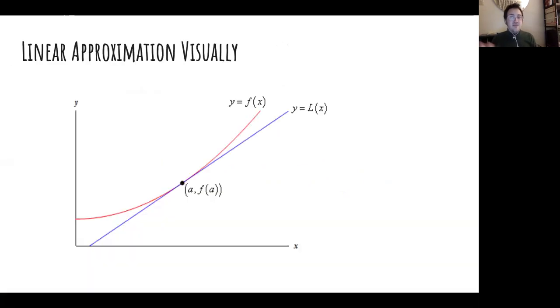Back in the olden days, before calculators, you could estimate values of curvy functions by, instead of looking at the curvy function, thinking about its derivative or instantaneous slope. So if I wanted to find the y value of this point, instead of using the curve, I could use the tangent line and it would be almost the same thing. This is why it's called a linear approximation.